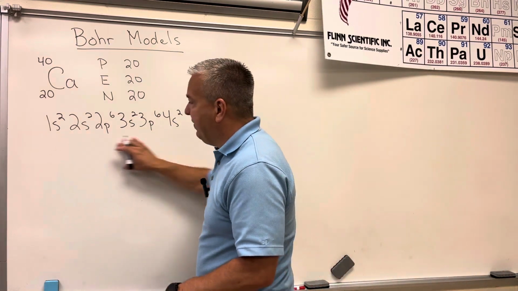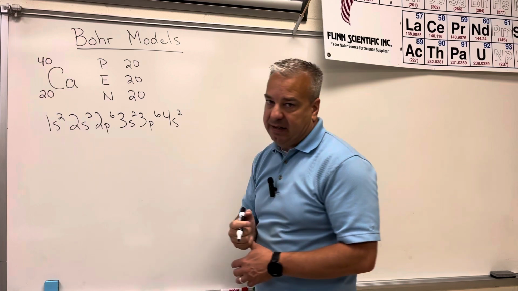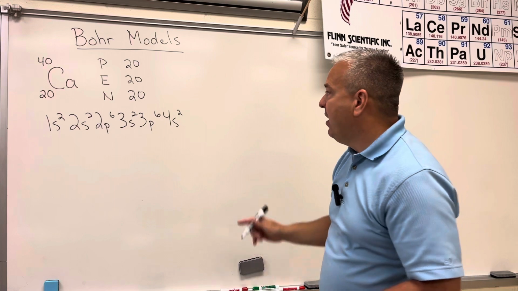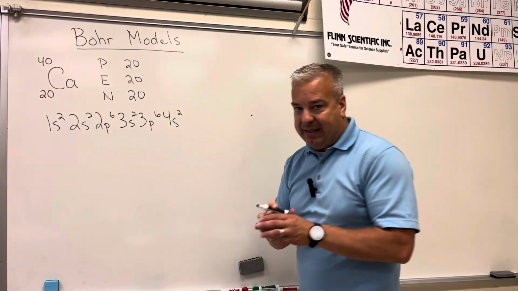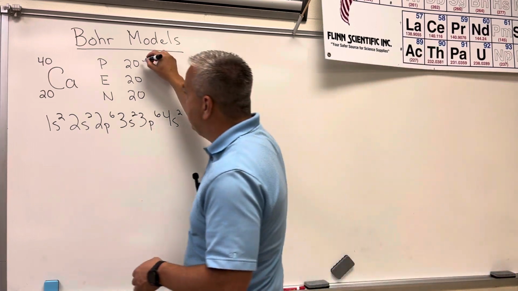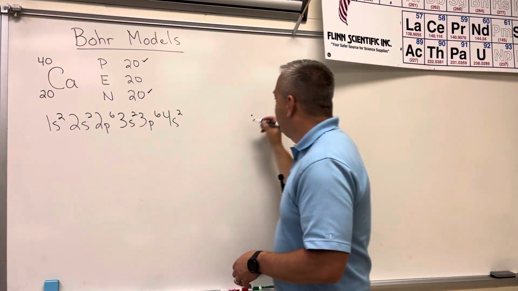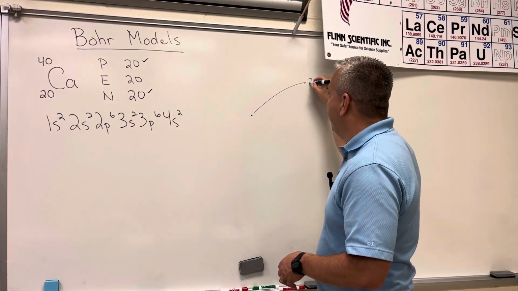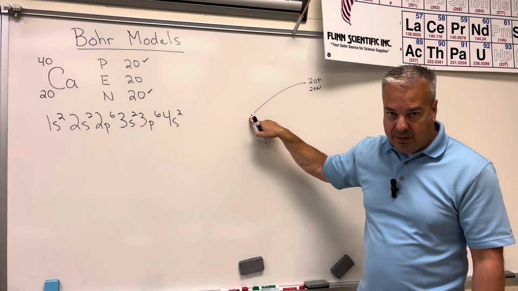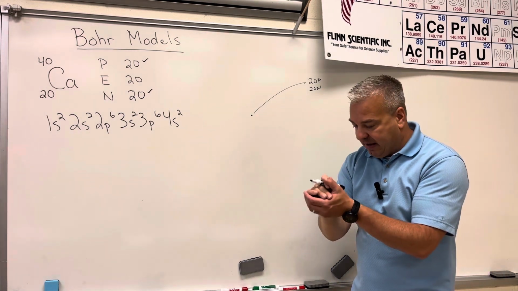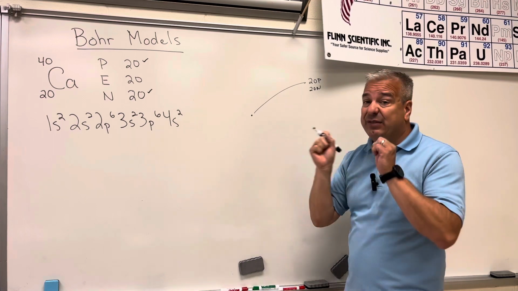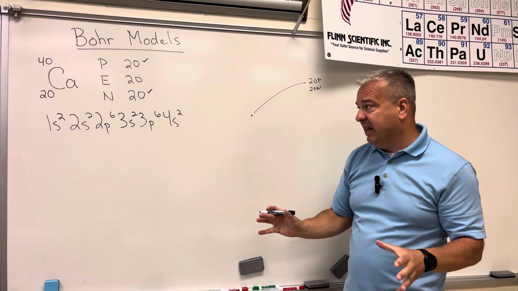So after we have the electron configuration and we've calculated the protons, electrons, and neutrons, it's very easy to put together a Bohr model. We are going to draw a little dot that's going to represent the nucleus, and the only things in the nucleus are the protons and neutrons. So I'm just going to draw a label to say there's 20 protons and 20 neutrons in that tiny little place. That nucleus has all the mass and occupies a very small space. So this nucleus is extremely dense.